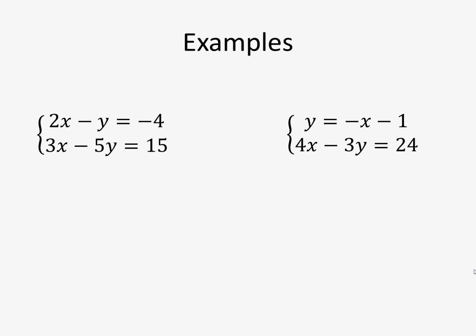Okay, so these are examples of systems of equations. Let's examine both examples carefully. Notice both systems have two equations listed. So here we have a system. We have two equations. So let's call this equation 1 and equation 2. Okay, so notice that we have two equations.